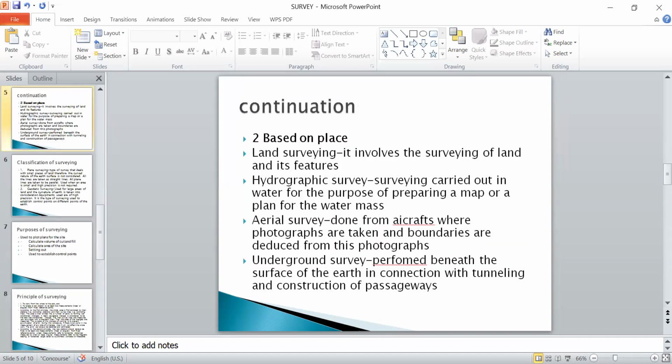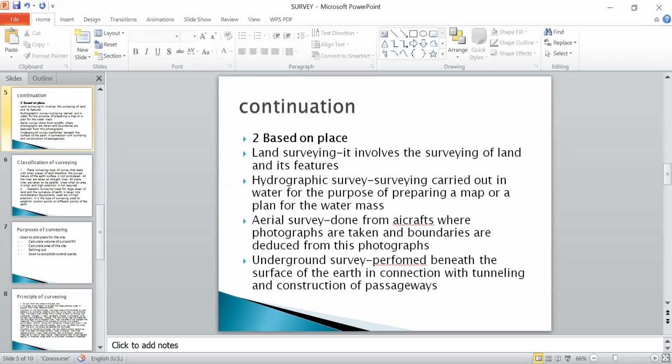So we go to number two. Here it is based on the place. Where are you conducting this type of surveying? Number one is land surveying. Land surveying involves the surveying of land and its features, and by its name, the land, it is conducted on the land.